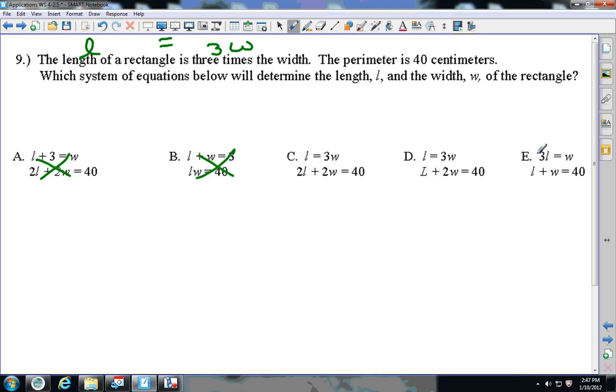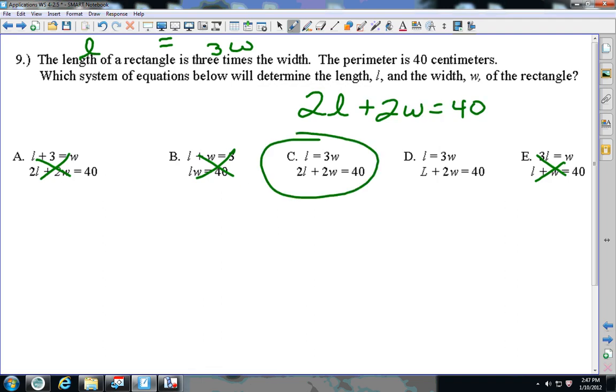This one does not. It says 3 times L. The next thing says the perimeter is 40 centimeters. Remember, the formula for perimeter is 2 times the length plus 2 times the width, and it equals 40. Your answer should be C.